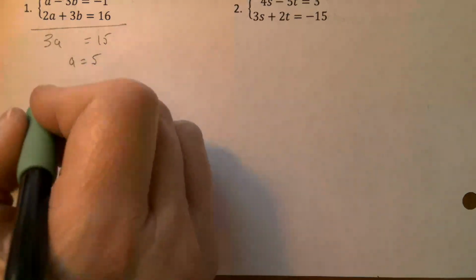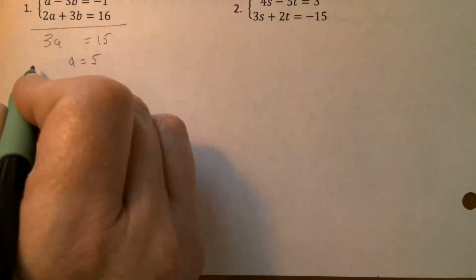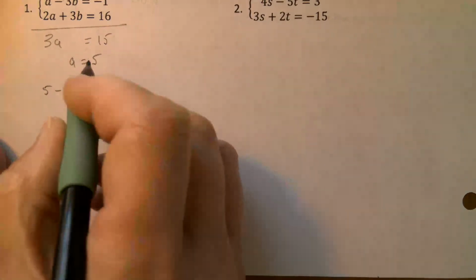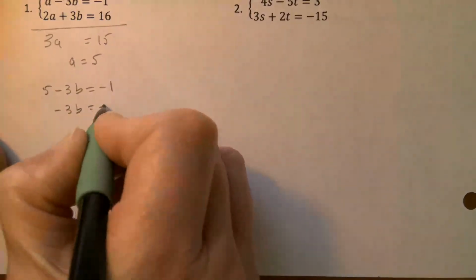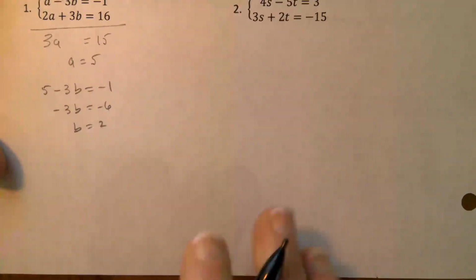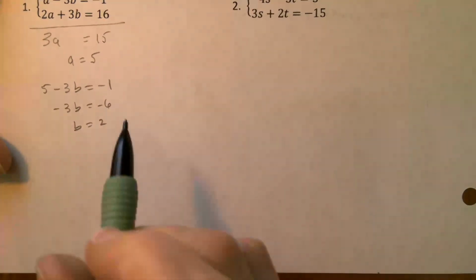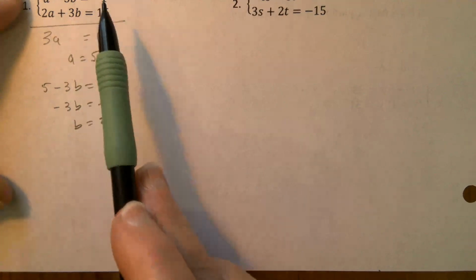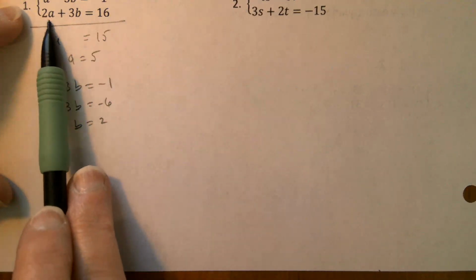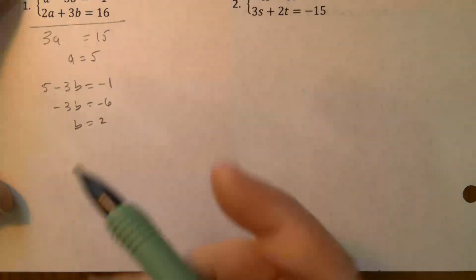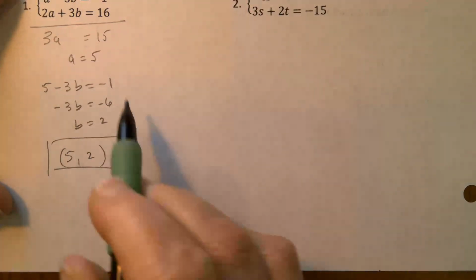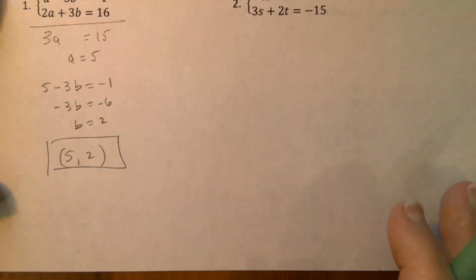I'm going to plug it into the first one. So 5 minus 3b equals -1. -3b equals -6. B is equal to 2. So let's double check. 5 minus 6 is -1. 10 plus 6 is 16. So I have 5, 2. I know that the 5 is first because A comes before B in the alphabet.